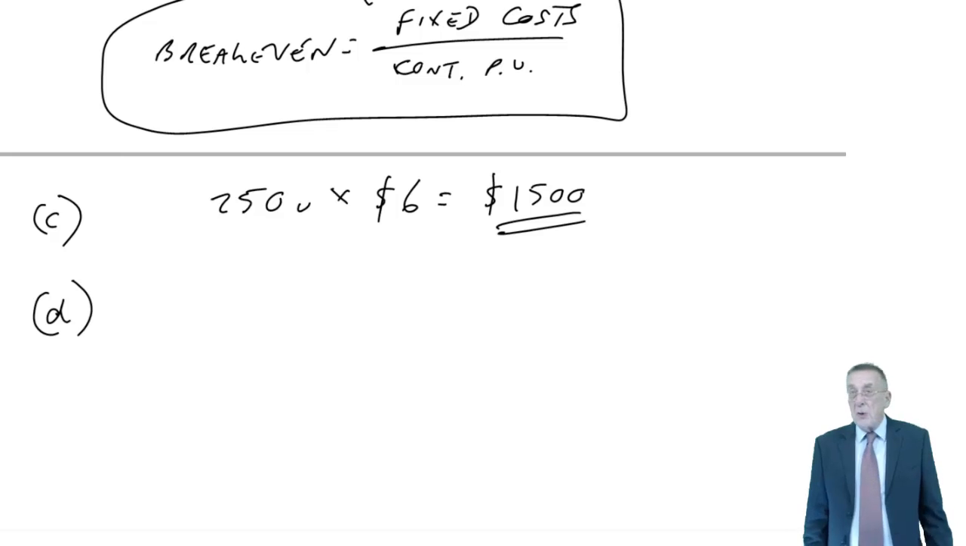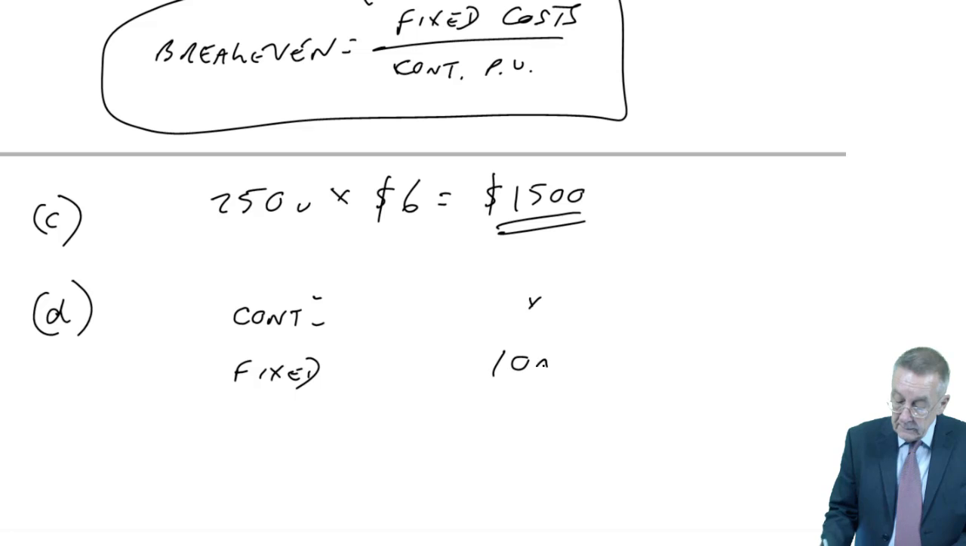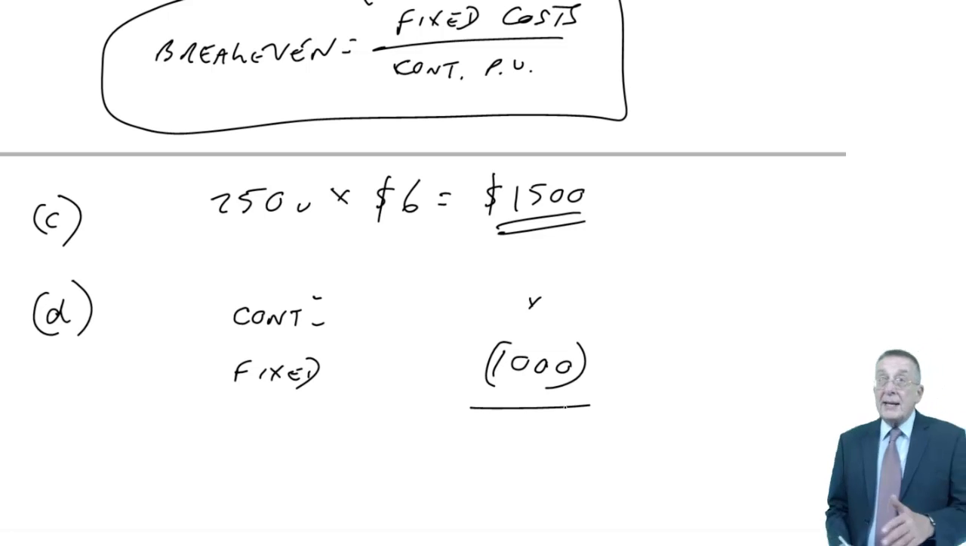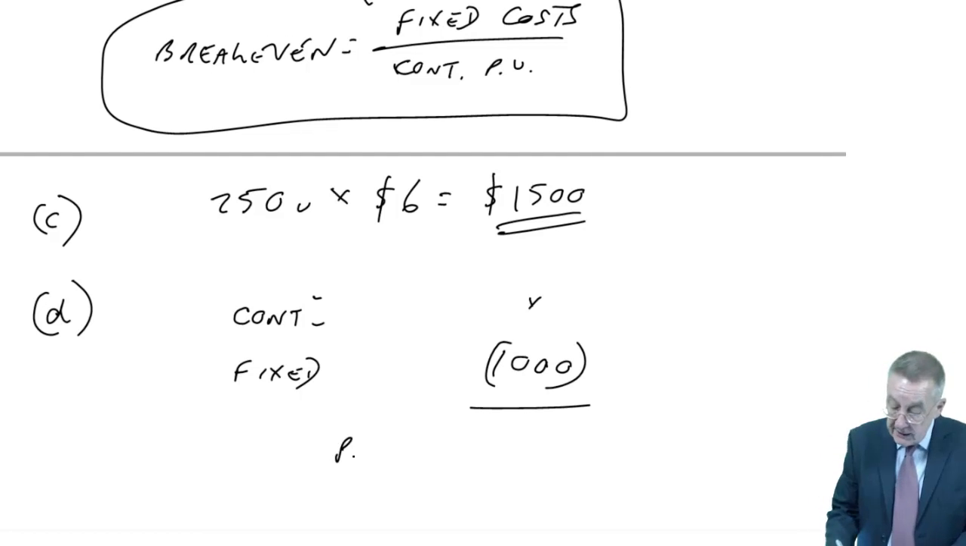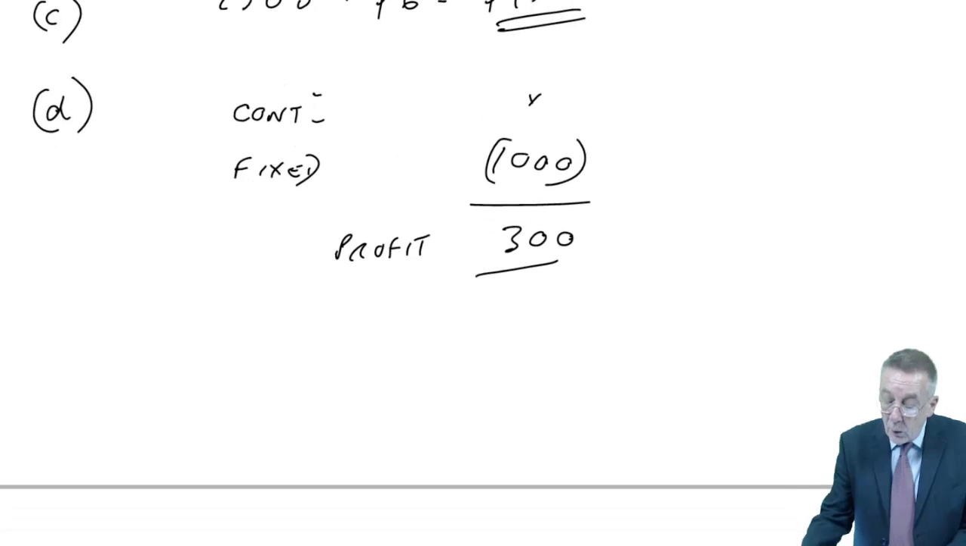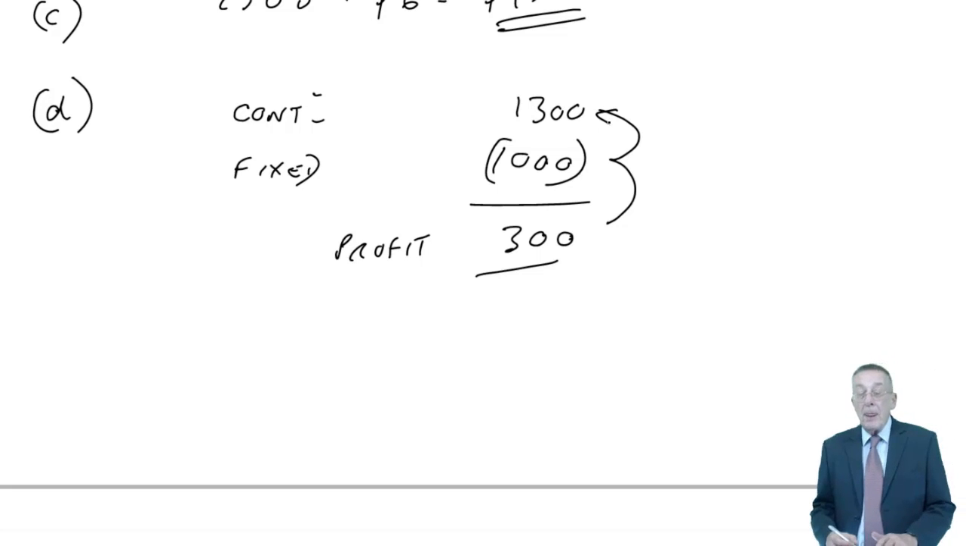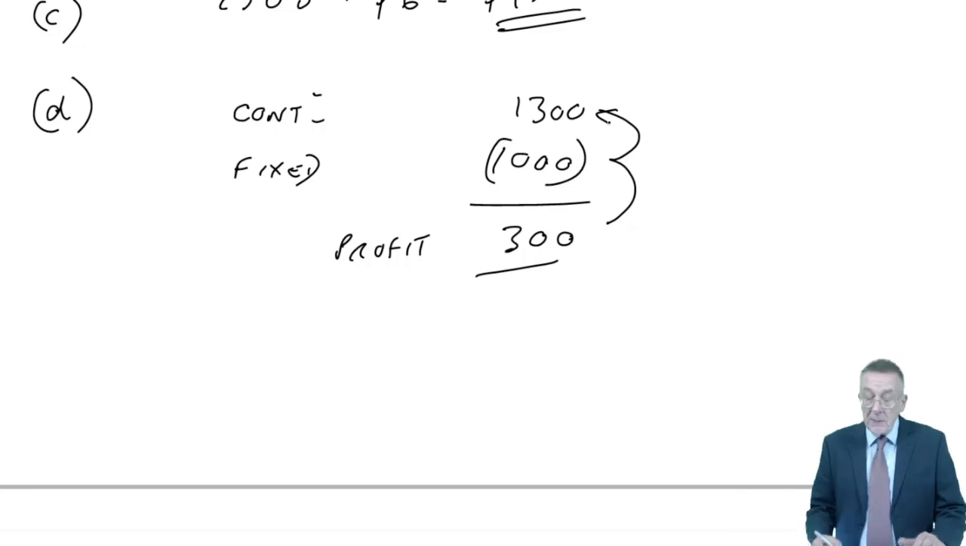Well, here, I suppose you could learn a formula, but surely we know that the profit always is the total contribution less the fixed costs. With break-even, we want to end up with a profit of 0. Here we want to end up with 300 profit. And therefore, how much contribution do we need in total? 1,300. And therefore exactly the same approach as before.